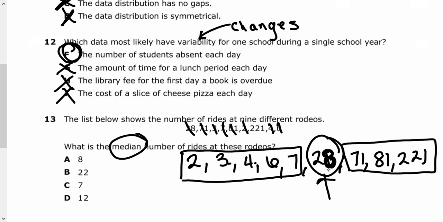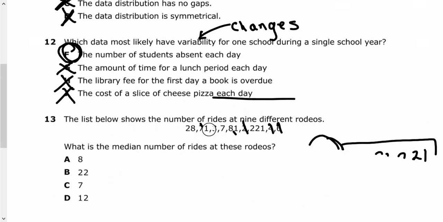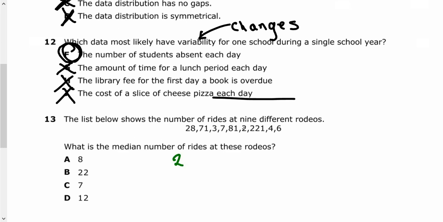Uh-oh, I wonder if I missed one. All right, let's start that one over. This is my last question, and I guess I messed it up. So let me make sure I did this correctly. Okay. What is the median number of rides in a rodeo? We're going to list from least to greatest. So I have 2, then 4, then 6.